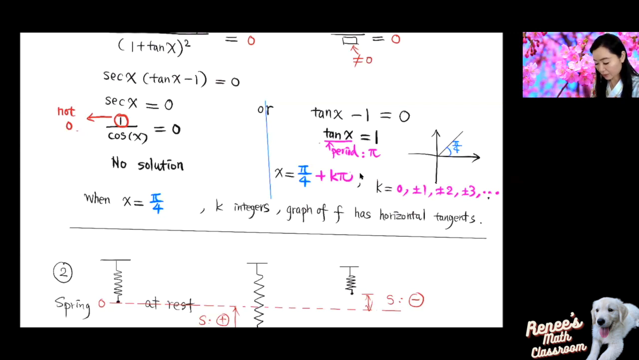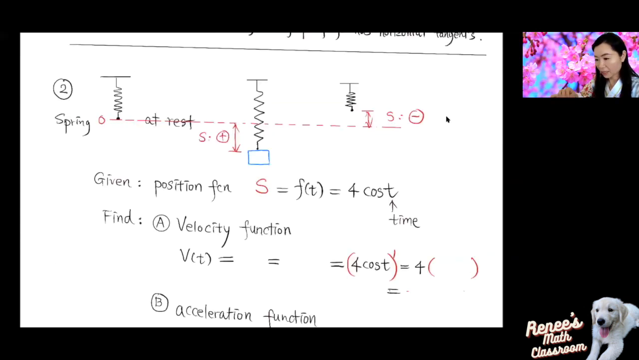Okay, now number 2. Number 2 over here, we have this spring. The spring starting at rest is like this. If you put an object over here, it's going to stretch the spring down. Note that the downward direction is positive. We consider this position here to be positive. And if you compress the spring, then this S here we consider as negative. So going down is positive, going up is negative.